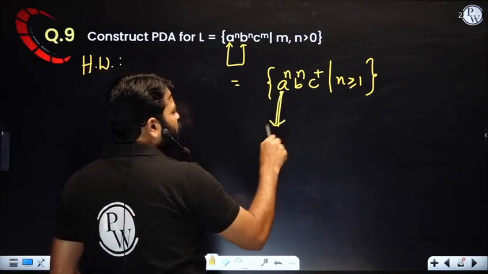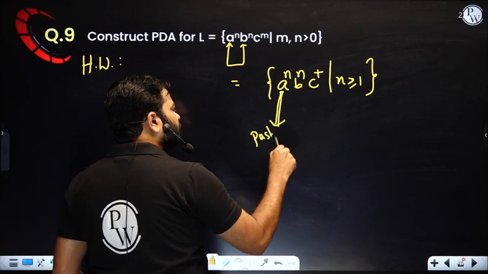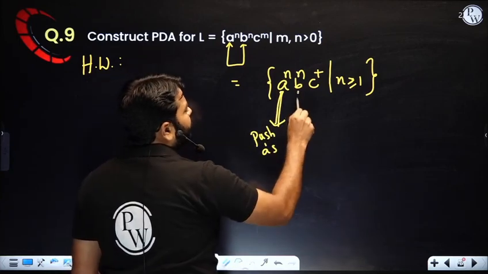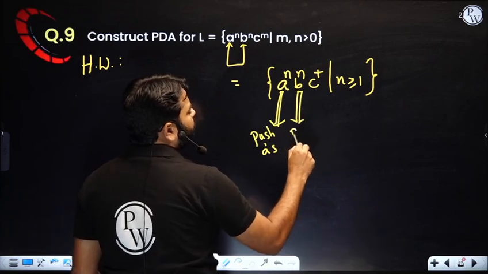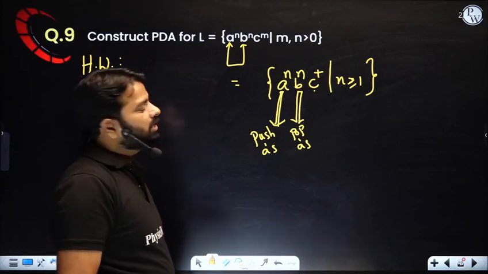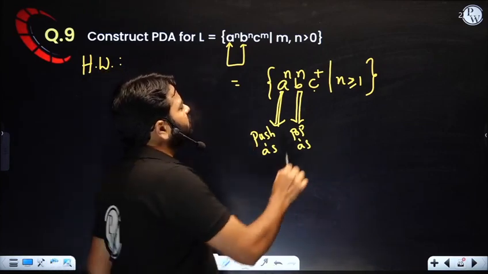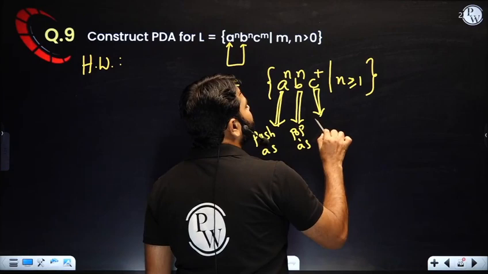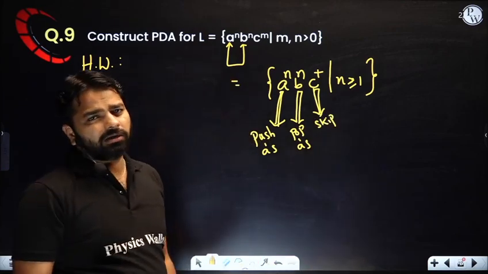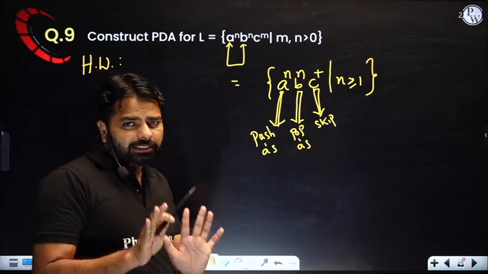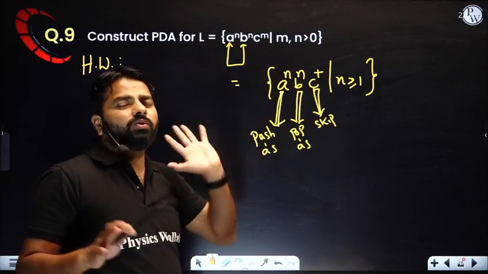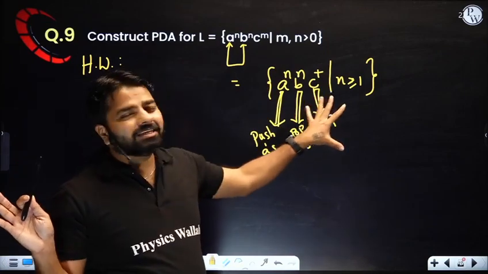So what do you do? For these A's, you push. The same number of A's you push, and here the same number of A's you pop. What happens when C comes? When the first C comes, Z naught will be there. So for all the C's, just skip. Don't push or pop: C comma Z naught, just keep Z naught. C comma Z naught, keep Z naught, but stay in the same state. Read every C. When the dollar comes, go to final, that's it. So these are the three things you have to take care of.